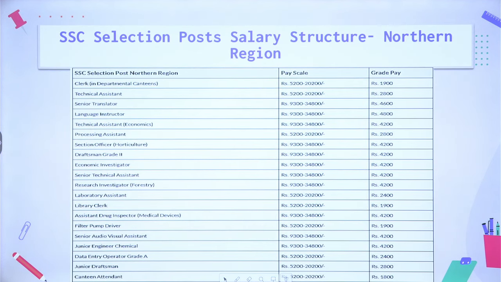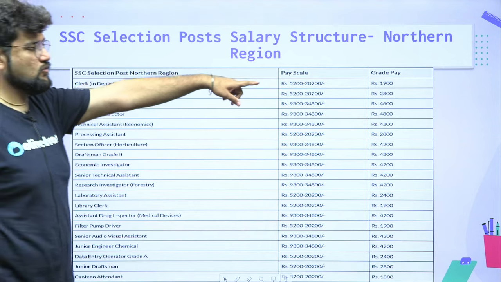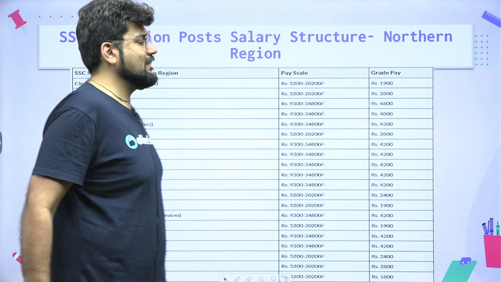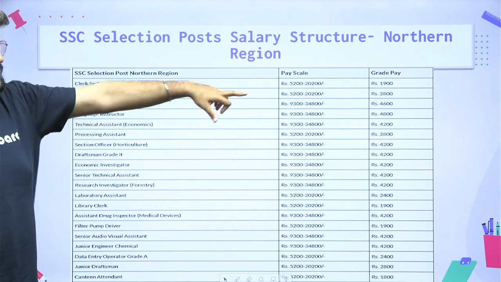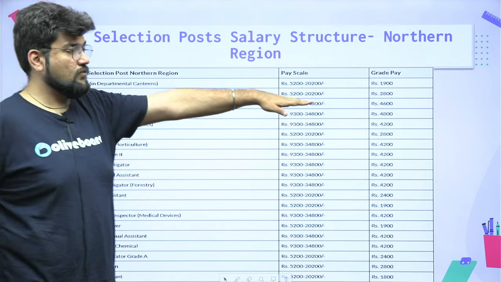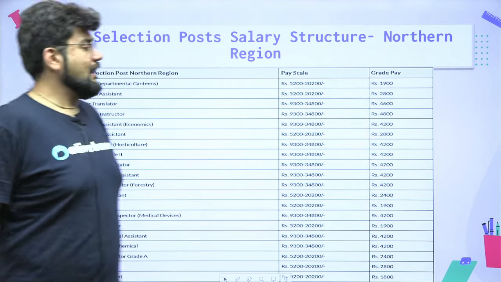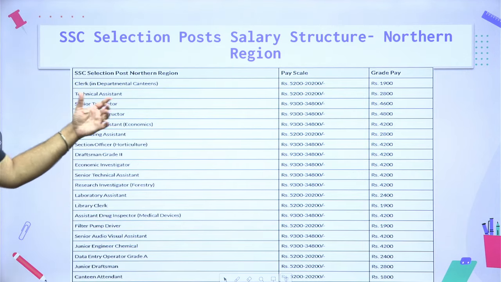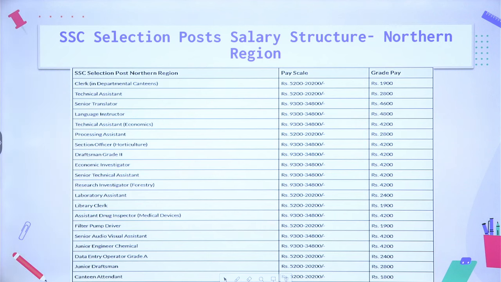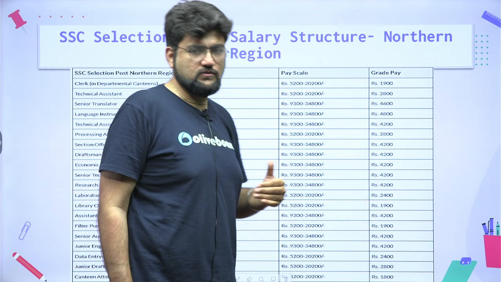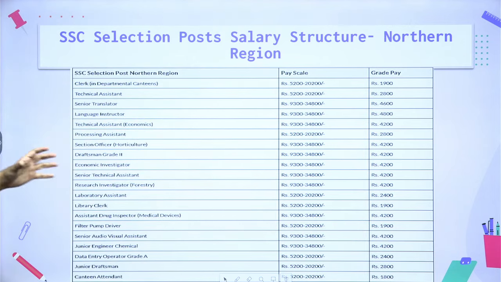So these are the salary ranges which I was talking about. In the northern range, you can expect a clerk to earn anywhere between, this is the basic pay range, 5200 to 20,200. Grade pay is 1900. For technical assistant, grade pay is 2800. For senior translator, grade pay is 4600, at the level of an inspector in CGL. And for language instructor, the grade pay is 4800, even above the grade pay of an inspector. Okay, mostly they are group B non-gazetted and group C non-gazetted posts, right? So group B and group C is what they cater to mostly.